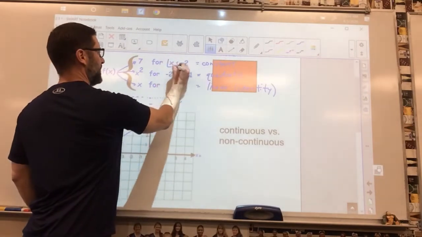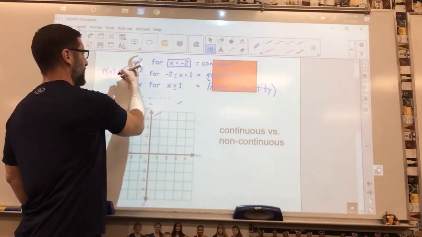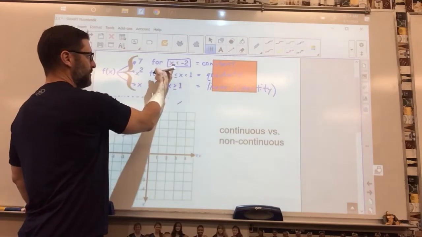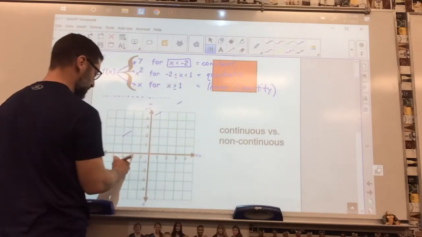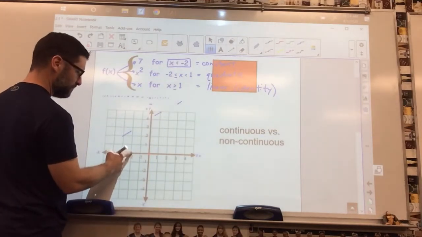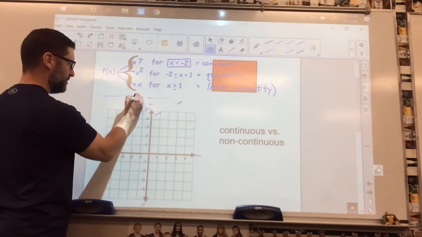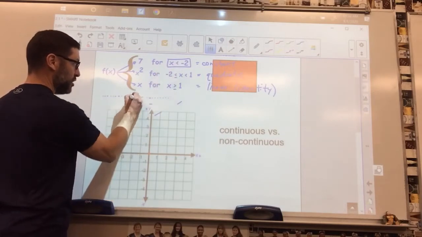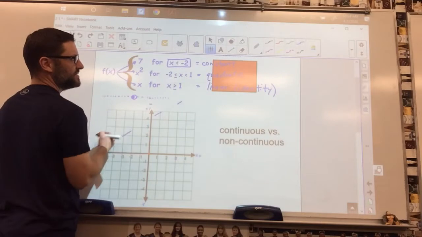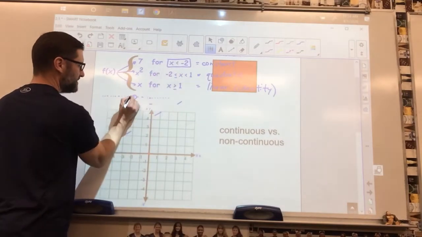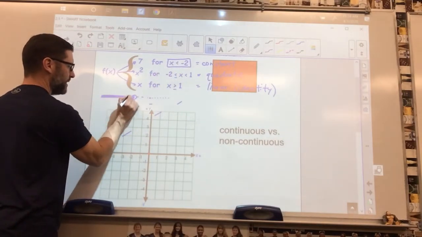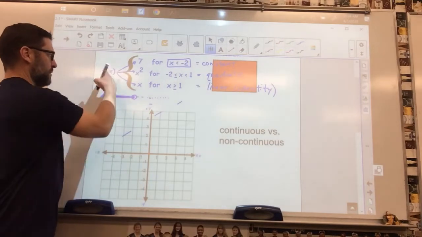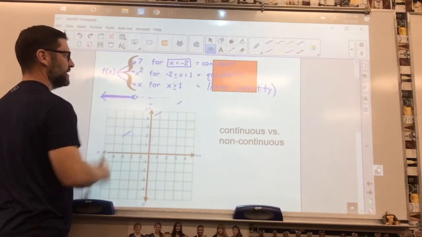And this little chunk right here gives me the piece. We want to have the graph equal to 7 for everywhere where x is less than -2. So here's -2. I go up to the graph, and that should be an open circle because it's less than, and I want everything less than -2, which tells me to go everything this way. So that chunk is right there.